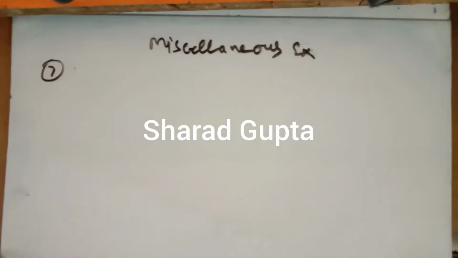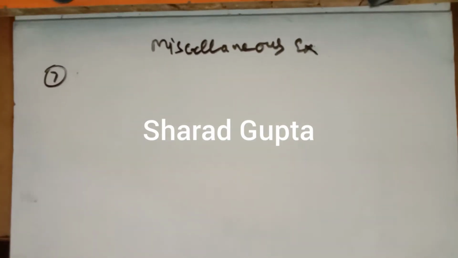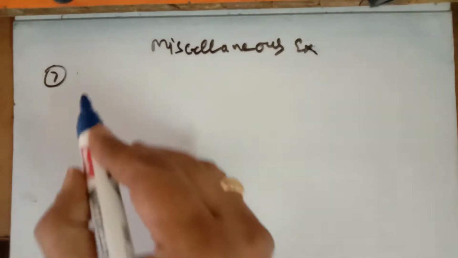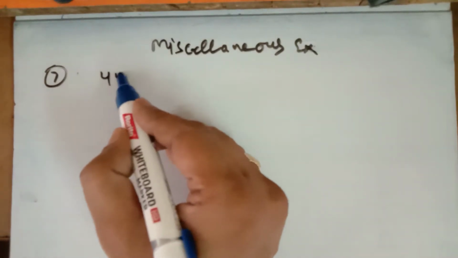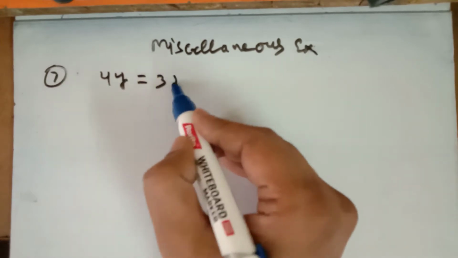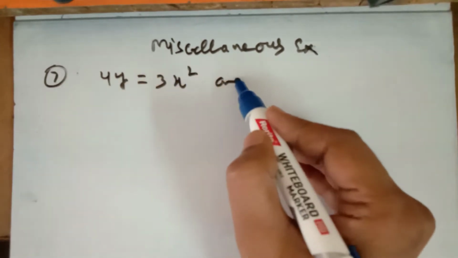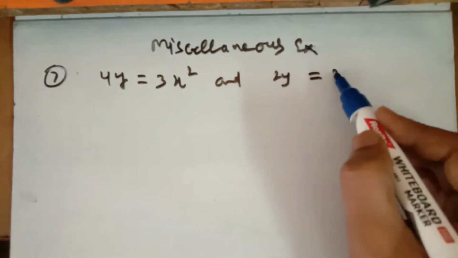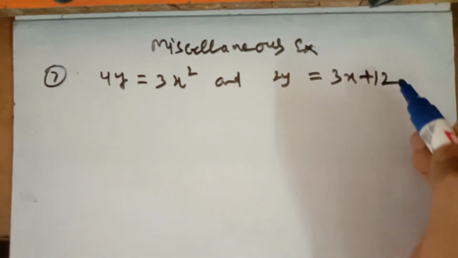This is lecture number 9 for the chapter Application of Integrals, and we were discussing the miscellaneous exercise. In question number 7, you have to find the area bounded by the curves 4y = 3x² and 2y = 3x + 12.